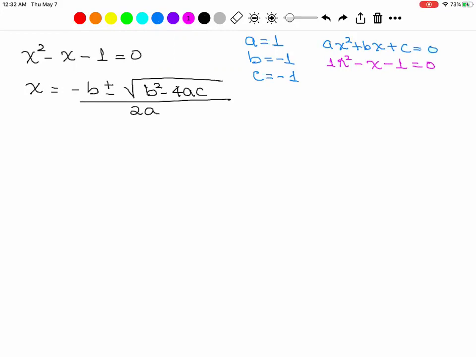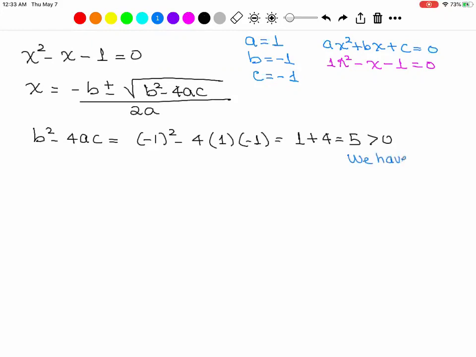Okay, so now let's find out what the discriminant looks like for this exercise. B square minus 4ac is equal to minus 1 square minus 4, a is 1, c is minus 1. So this turns into 1 plus 4 equal to 5. This 5 is greater than 0. What does that mean? Because it's greater than 0, you can say we have two real solutions, right?